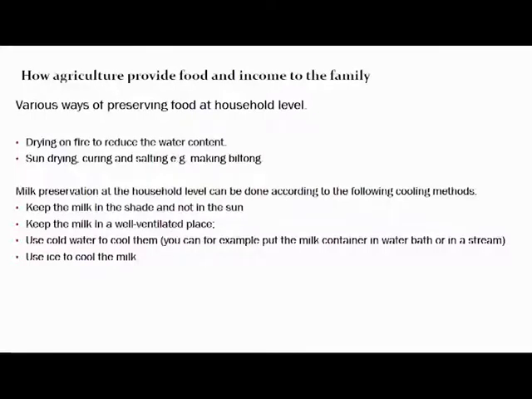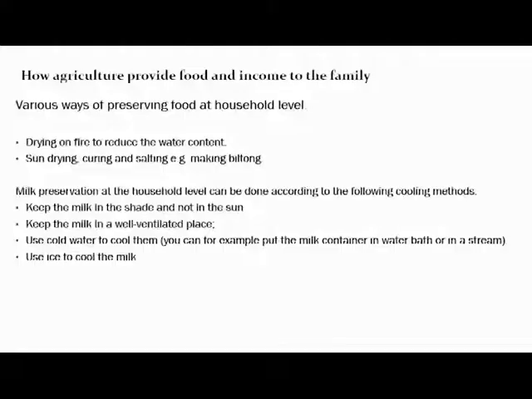And when you are talking about preserving, we are referring to prolonging the shelf life of the food at the household level, or keeping the shelf life of the food products longer. Now, some of those preservation methods that can be used at the household level to prolong the shelf life of the food products may include drying food on fire to reduce the water content, and also sometimes sun drying can be done, or curing and sorting. For example, when you are making biltong or maybe just drying meat in general, you can do this.